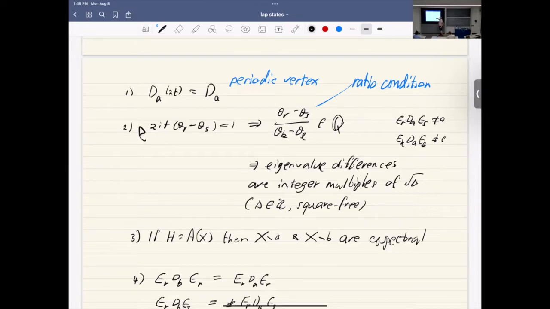And the consequence of this is you can actually show, using Galois theory, that the eigenvalue differences are integral multiples of the square root of some integer, or they could be integers. So in a certain sense, they're either integers or quadratic integers. And so you've got a very strong handle on it. That tells you that if I've got these eigenvalues theta_r and theta_s, and they're different, they differ by at least 1.